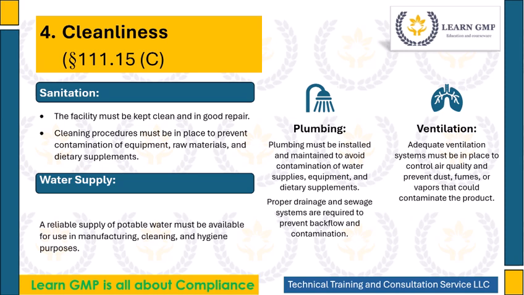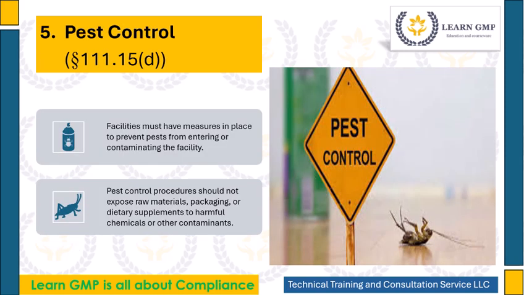Ventilation. Adequate ventilation systems must be in place to control air quality and prevent dust, fumes, or vapors that could contaminate the product. Pest Control, Section 111.15d. Facilities must have measures in place to prevent pests from entering or contaminating the facility. Pest control procedures should not expose raw materials, packaging, or dietary supplements to harmful chemicals or other contaminants.